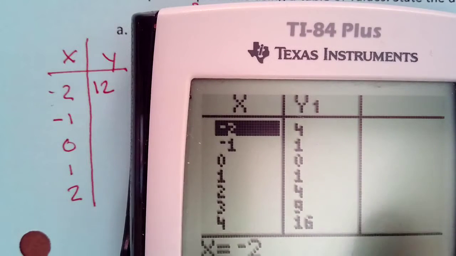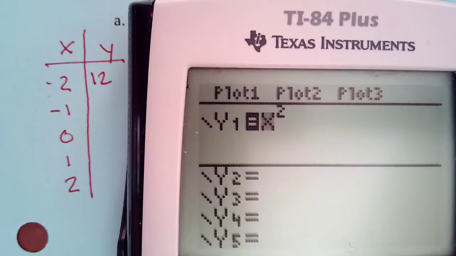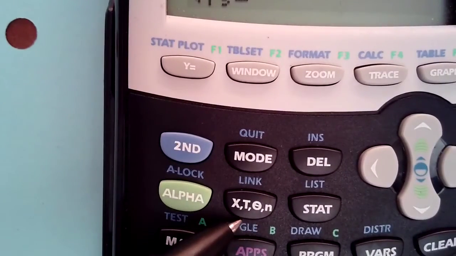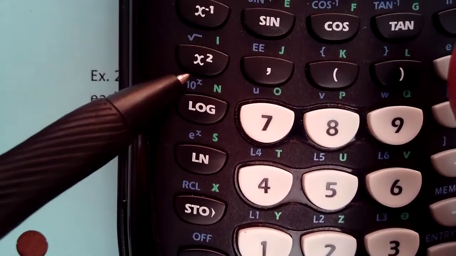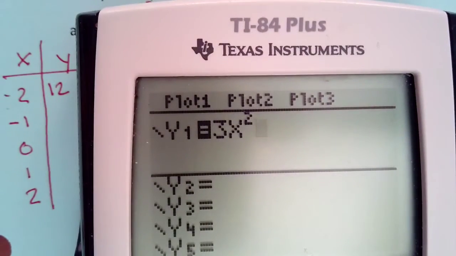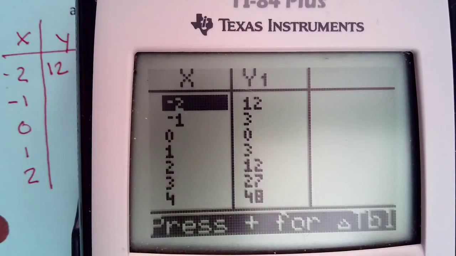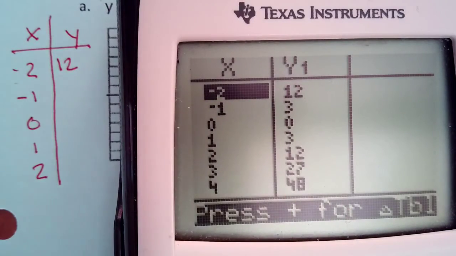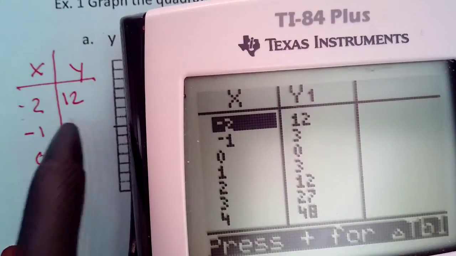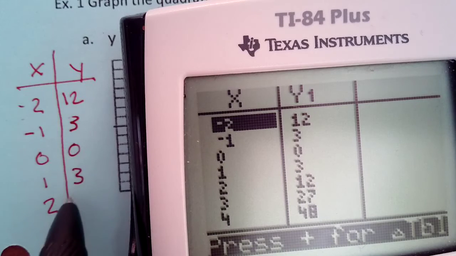Okay, so what we can do is press y equals. We can clear that out, press clear, and type in 3x squared. So 3, then your x button next to the green button, squared, diagonal from your 7. 3x squared. And then press second graph. It'll give us our table. So we got that first one right. Now we can fill in the rest. 3, 0, 3, 12.